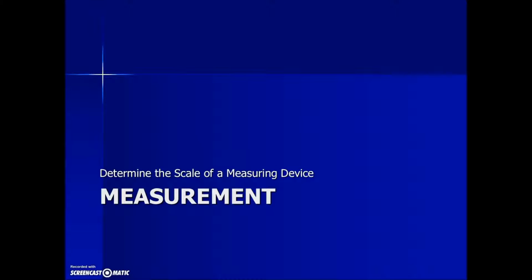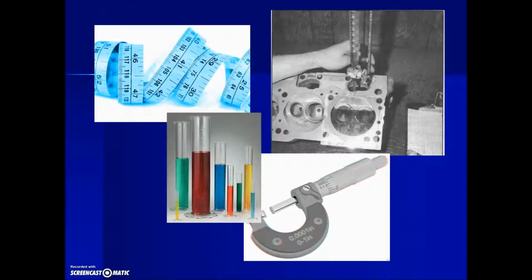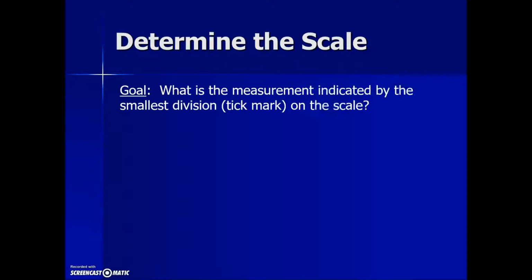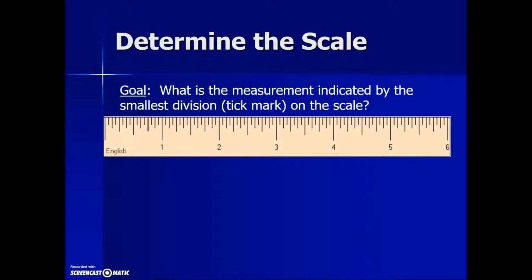Measurement Units, Section 5: Determining the Scale of a Measuring Device. Different applications require different measuring instruments. Using different measuring instruments, we need to determine what the scale is. And to do that, we need to find the smallest division, or tick mark.